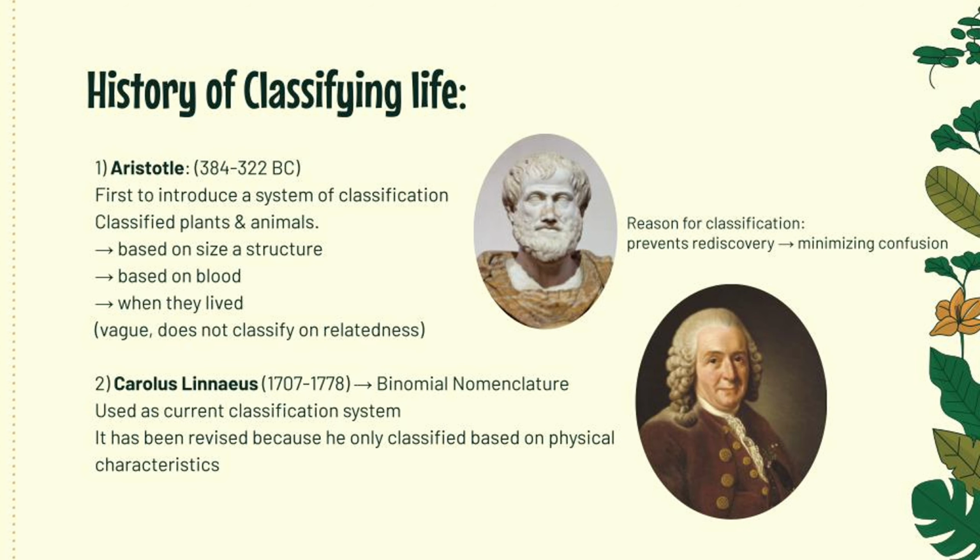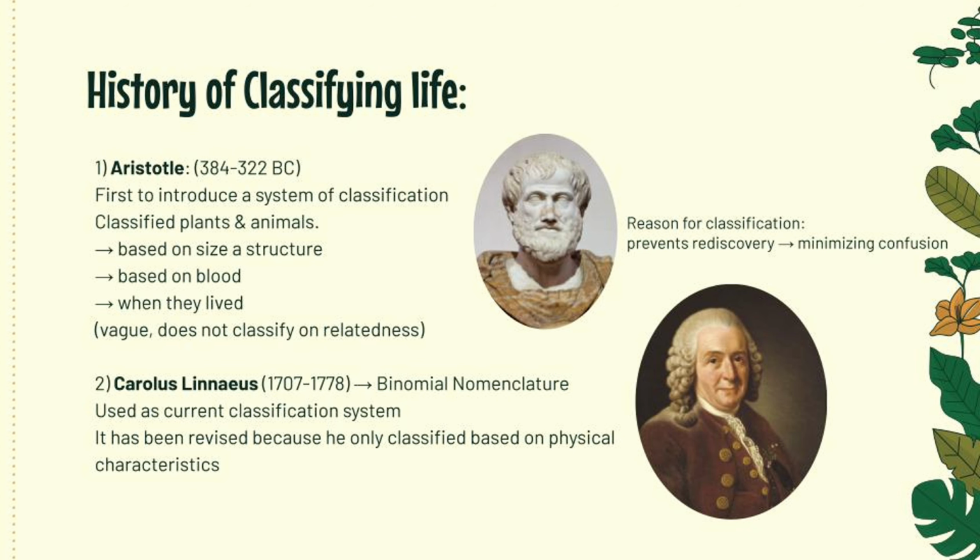At first it was Aristotle who introduced the first classification system, and it classified plants and animals, and it did it based on size, structure, blood, and where they lived. It was so vague, and hence it wasn't really followed through, and we don't use it currently because it wasn't classified on relatedness that well. Next up, we have Carolus Linnaeus. He made the Binomial Nomenclature, which is a way of classification that we still use today. It's a scientific name, but it has been revised so it can classify more precisely and not just on physical characteristics, because he only classified on physical characteristics.